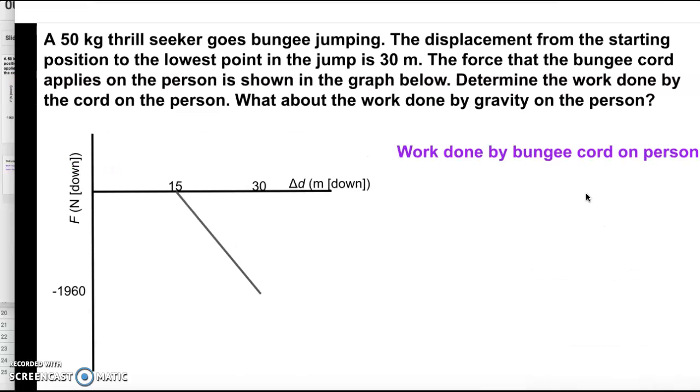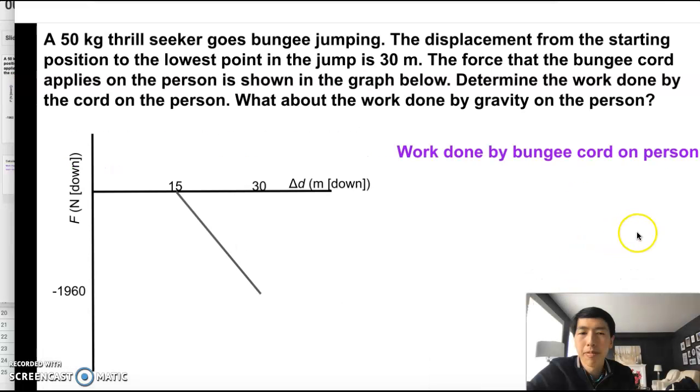All right, so just one example here. A 50-kilogram thrill seeker goes bungee jumping. The displacement from the starting position to the lowest point in the jump is 30 meters. The force that the bungee cord applies on the person is shown in the graph below. Determine the work done by the cord on the person. What about the work done by gravity on the person? I'm just going to focus on the first part, the work done by the cord on the person, first.